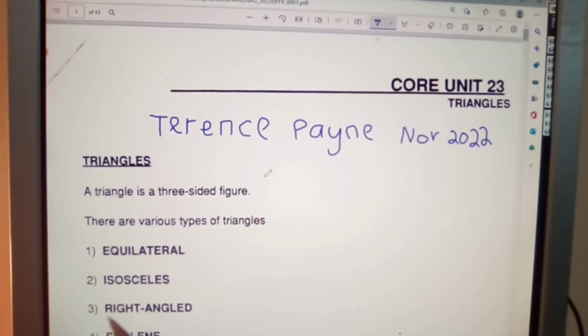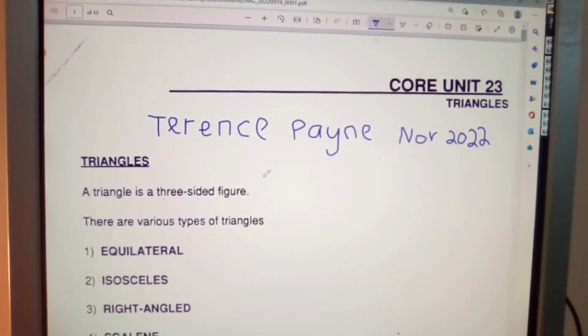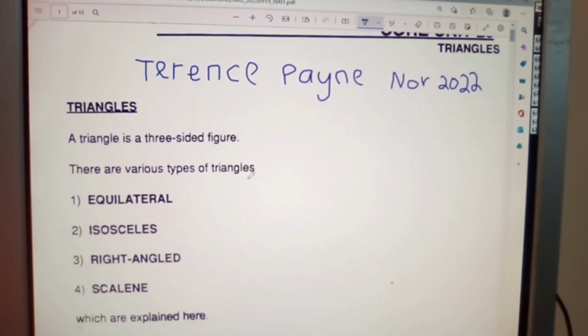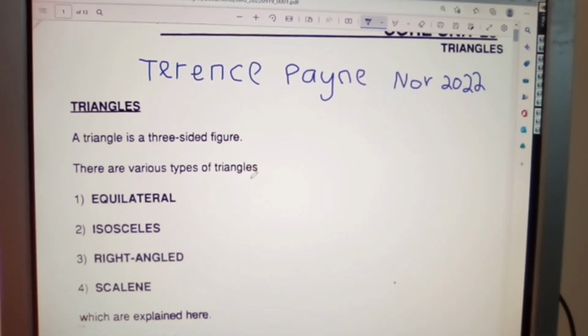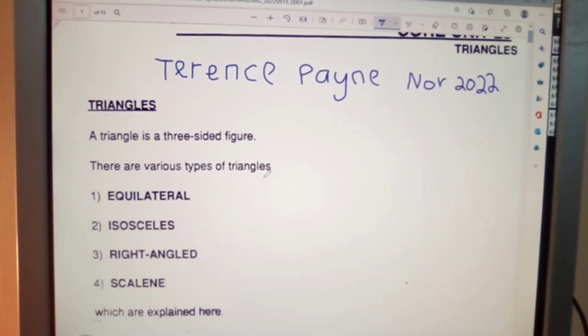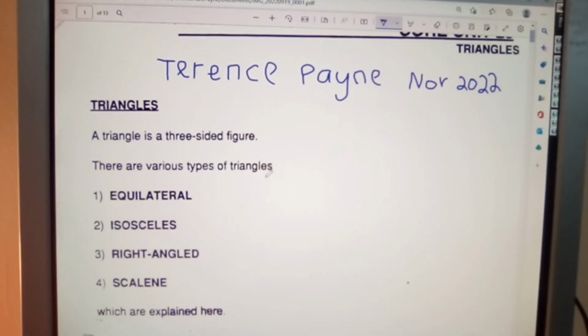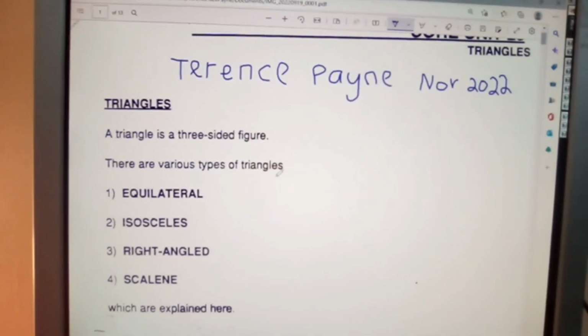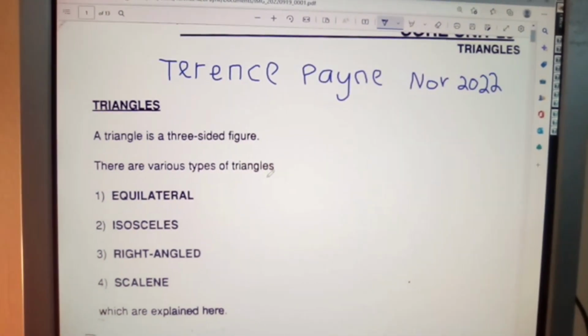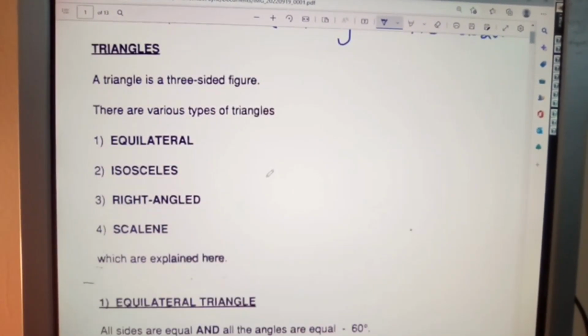Right-angled triangles, and we have what we call scalene triangles. Each of these will be explained as we proceed through each triangle. Okay. Now what we're going to look at first is the equilateral triangle.